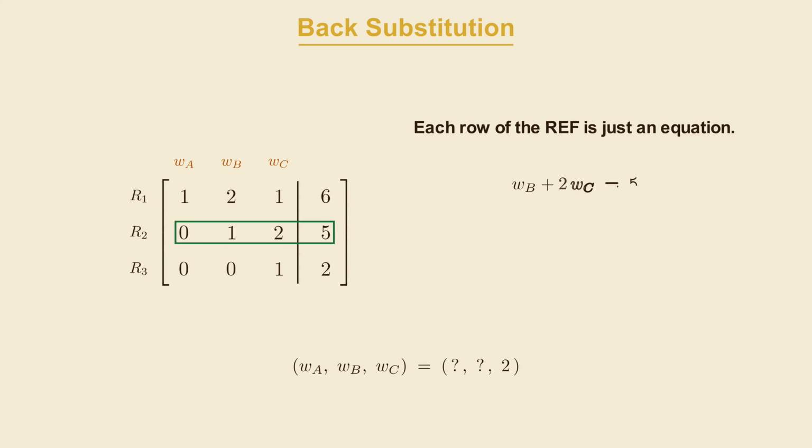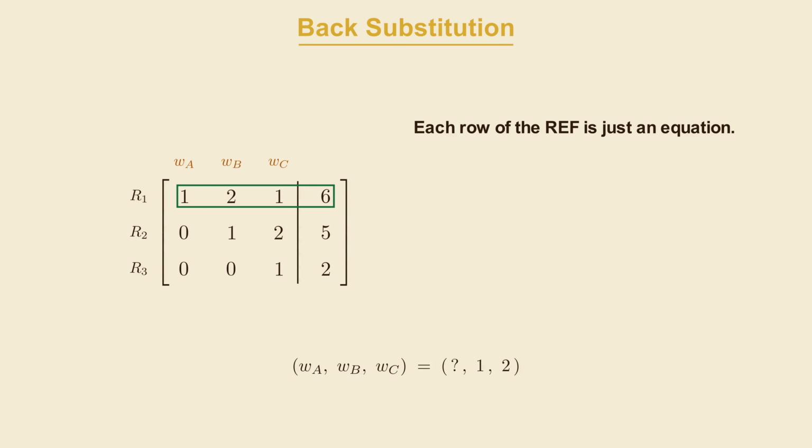So as an equation, the middle row says that the weight on asset B plus 2 times the weight on asset C equals 5. And we already know that the weight on asset C is 2. So we plug it in. The weight on asset B plus 2 times 2 equals 5. So we know that the weight on asset B plus 4 equals 5, so the weight on asset B must equal 1. Now we move up to the top row.